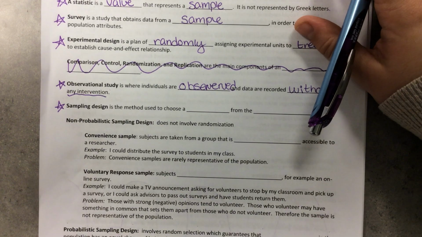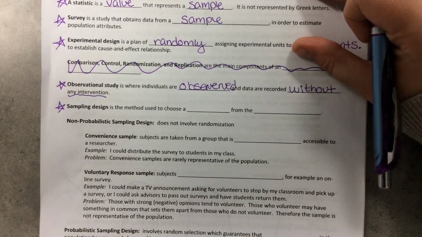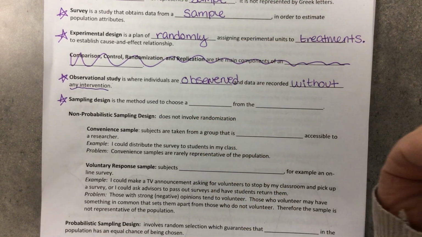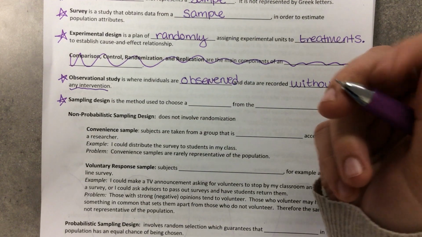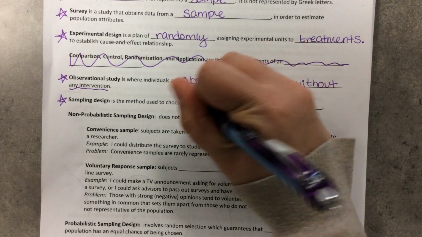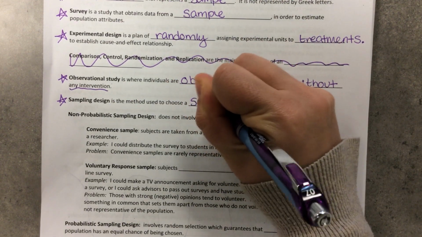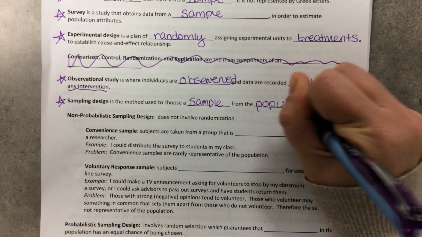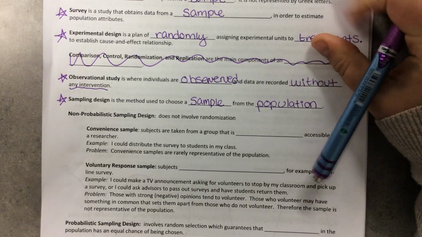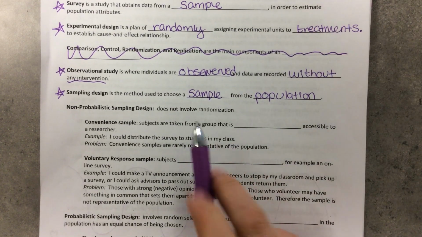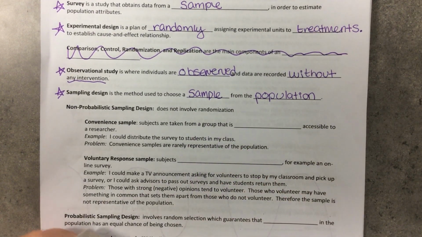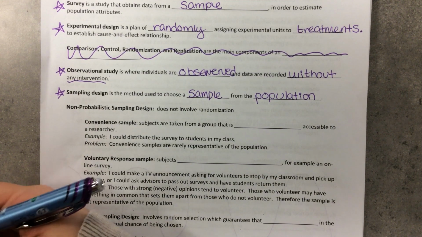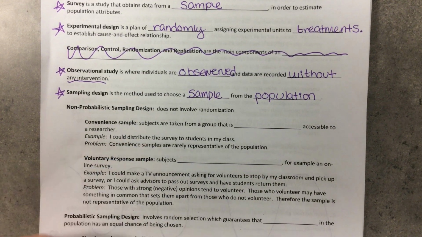So sampling design is the method that we use to choose a sample from the population. So here's what that means. When we design our sample, we want to make sure that our sample represents the population to the best of our ability. That way our statistic gives us the best representation of our parameter.